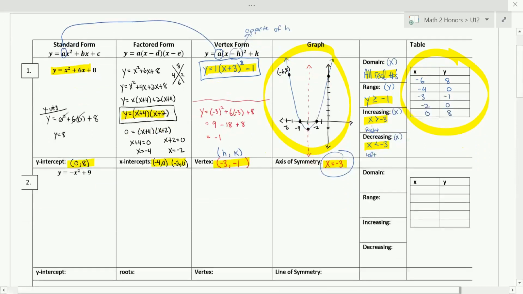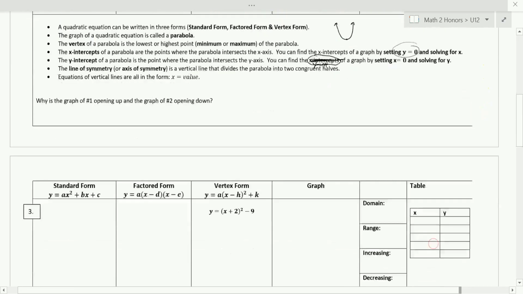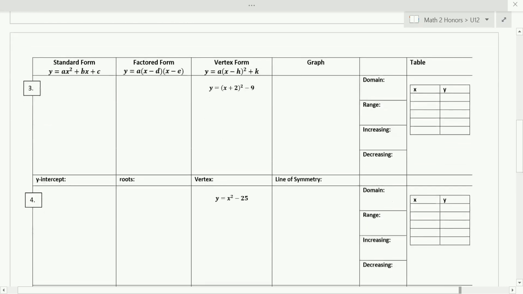Okay. Number 2, I'm going to leave for you to do for the homework. Let's look at 3 and 4. Let's do 3 together. It's the same setup, except you start with something different. I don't give you standard form. I give you vertex form. And you've got to work from vertex form and find all the pieces now.